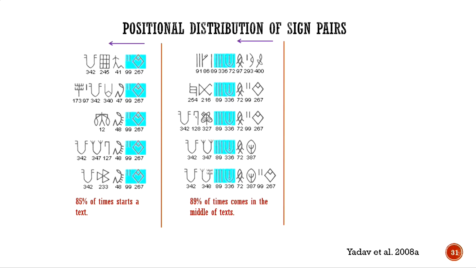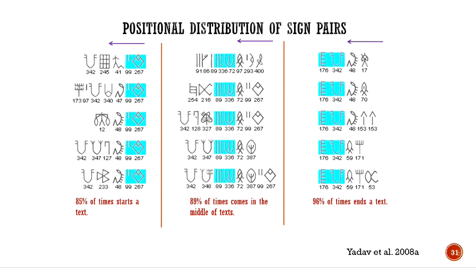Similarly, this pair has a favorite location in the middle of the text. About 90% of the time it appears in the middle of the text. And this sign pair most often ends the text. This trend was not only true for the pairs, it was also true for the frequent triplets and quadruplets. So they seem to have a preferred location in the Indus text.